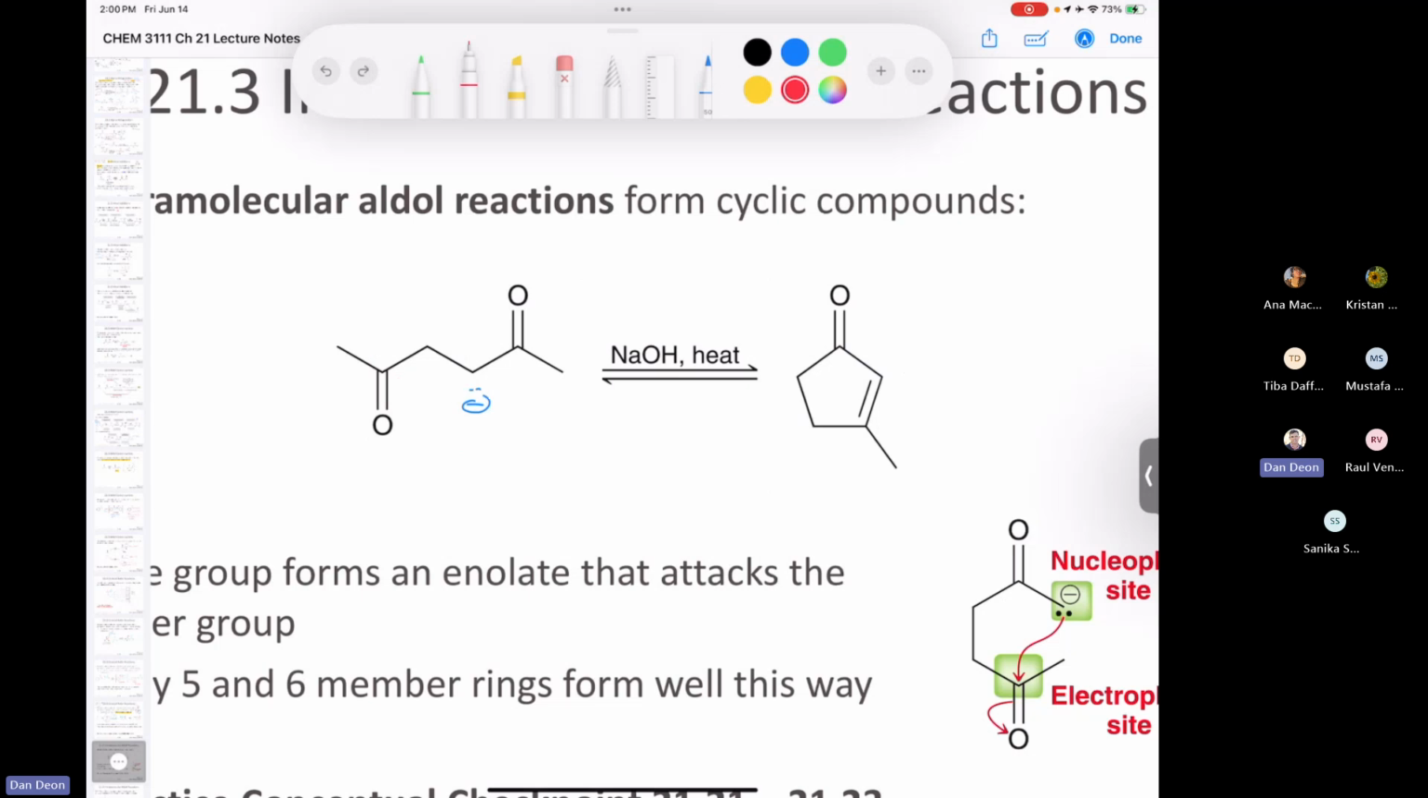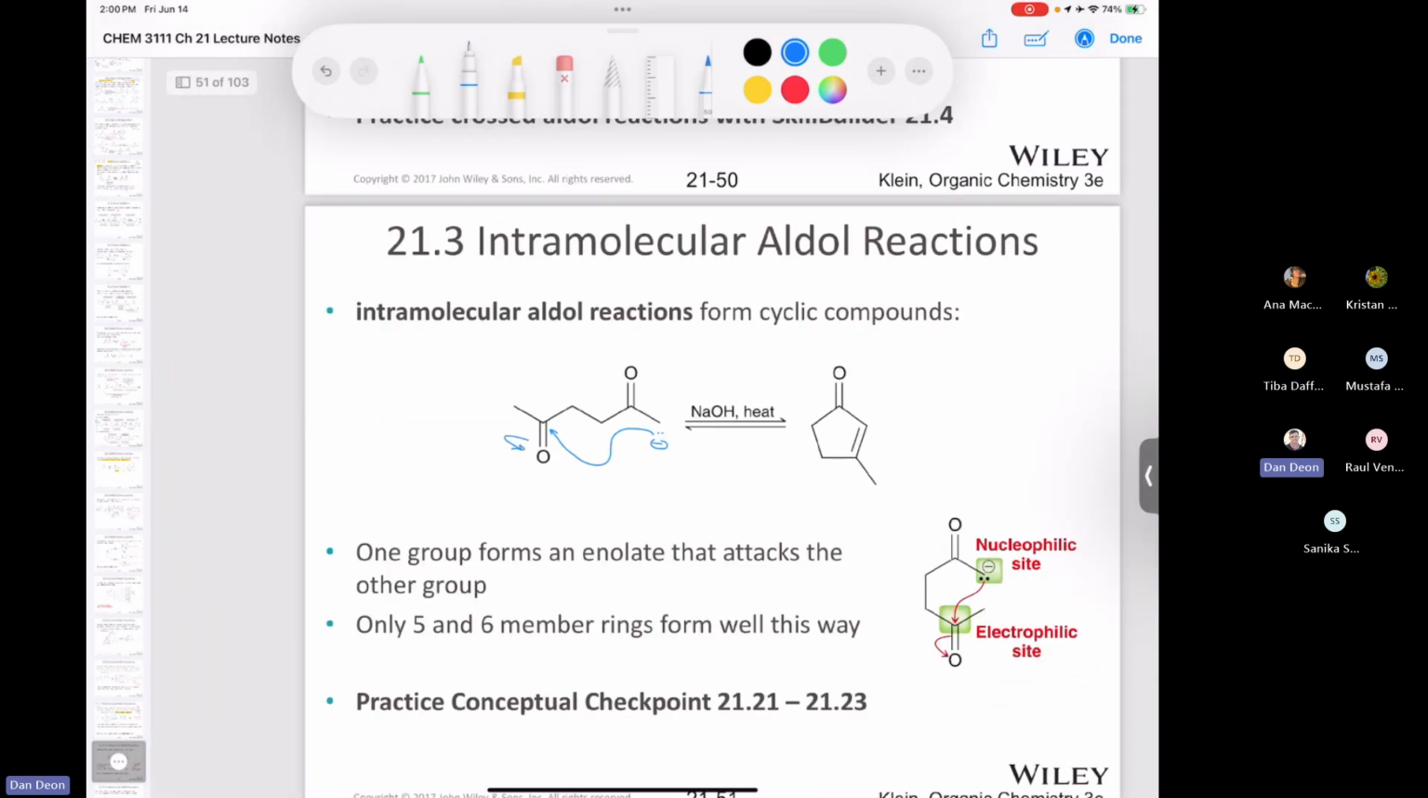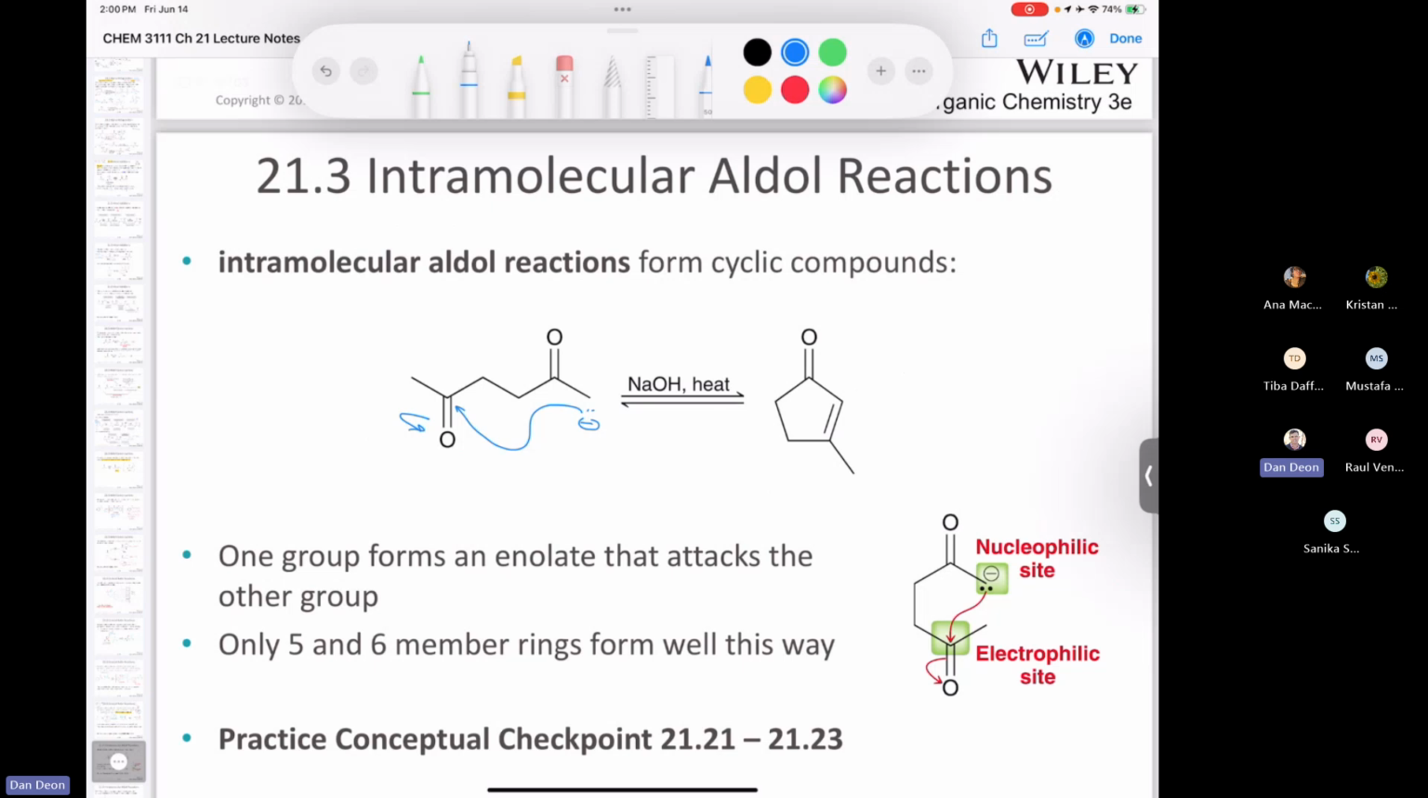And so that is what's going to happen: we are going to form the enolate here on the terminal carbon. It's going to do a nucleophilic attack like this. We do a proton transfer, then we do our E1CB, and we end up with our alpha beta unsaturated carbonyl compound. So what you can use as a rule of thumb is that only 5 and 6-membered rings are going to form well this way. We're not going to form any 4-membered rings or 3-membered rings doing an intramolecular aldol condensation reaction.